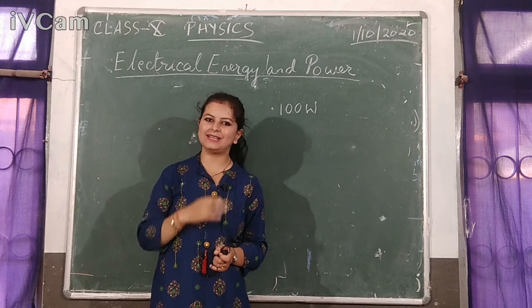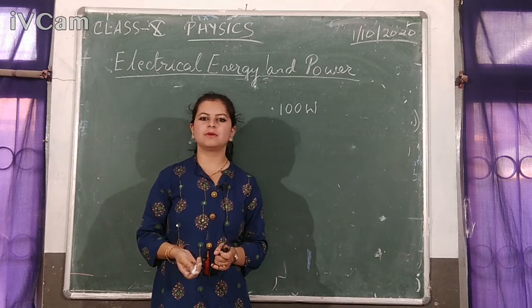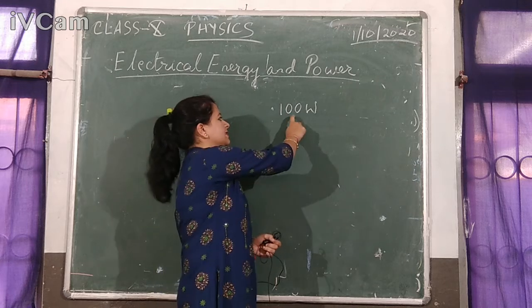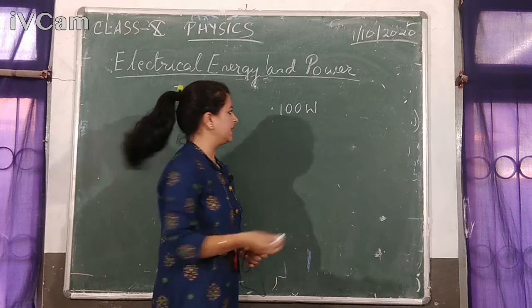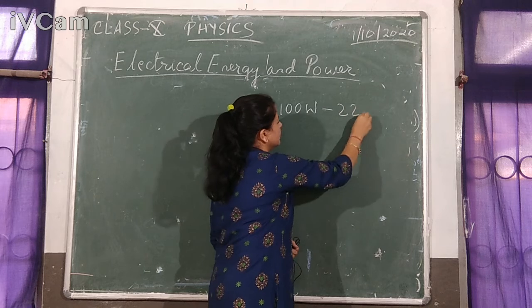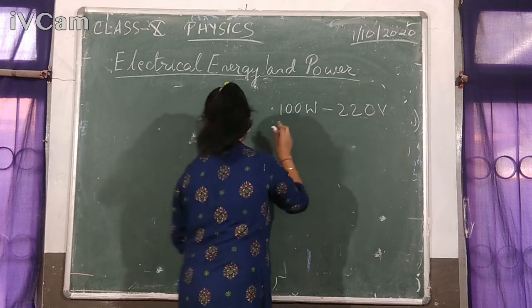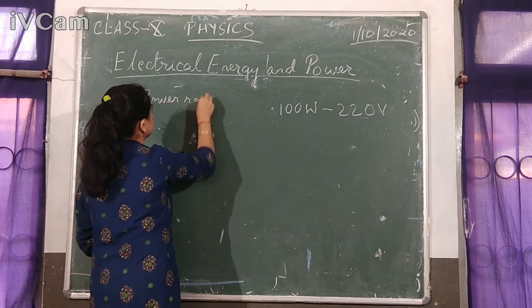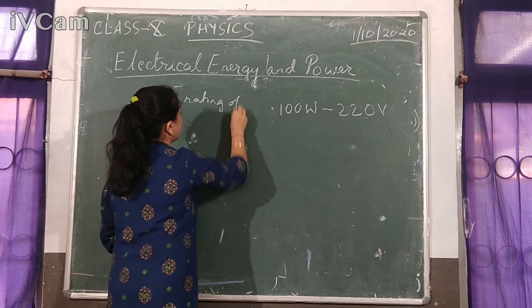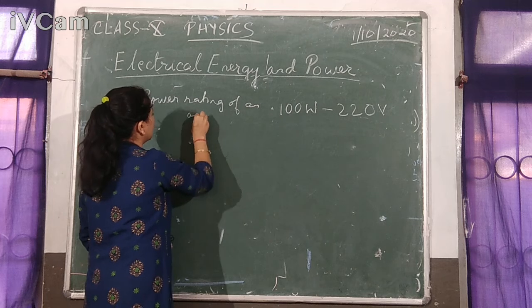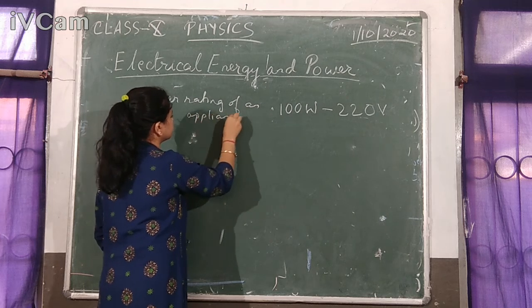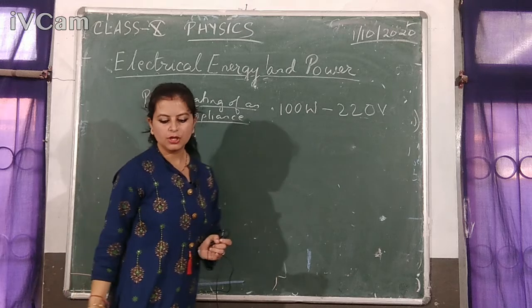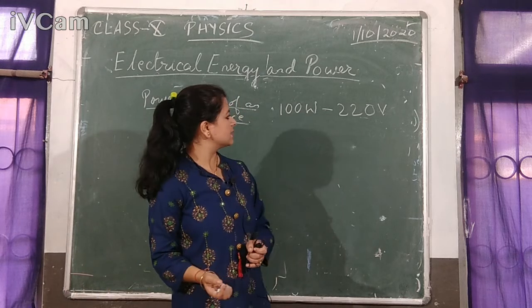We go for LED bulbs, which have a rating of a maximum of 20 to 25 watt, which saves a lot of energy. The lower this rating, the more you save. And 220 volt. So this is called the power rating of an appliance. In this particular case, I've taken a bulb whose power rating is 100 watt, 220 volt.